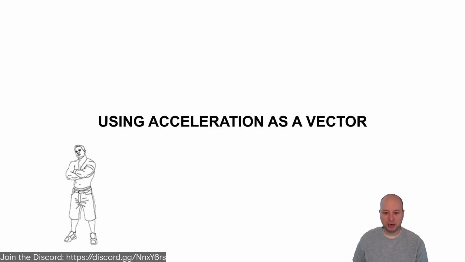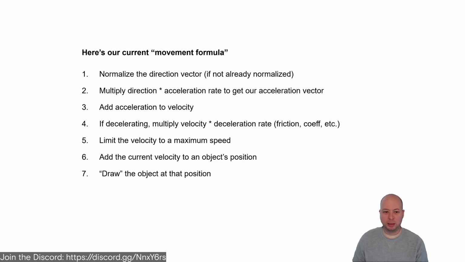So let's treat acceleration as a vector, which we've already been doing in theory, but let's talk about it a little bit more deeply. So right now, this is our formula for movement. We take our direction, we normalize it if it's not already normalized, our orientation, so to speak. We multiply that direction by our acceleration rate, or our speed, and then we get our acceleration vector. And then we add that acceleration to our velocity. If we're slowing down, then we do the same thing, except we do it in the opposite direction.